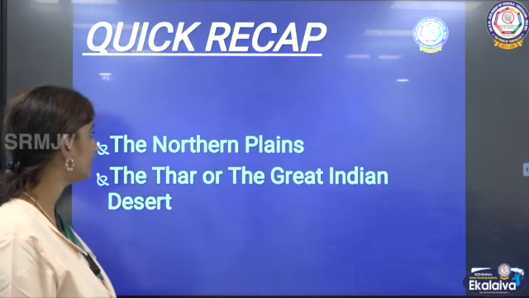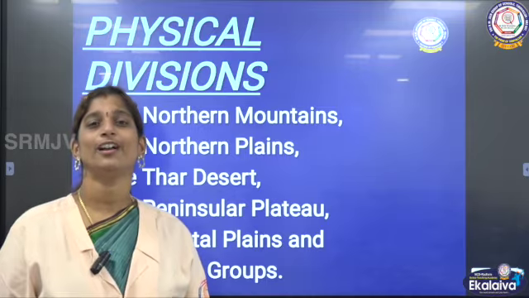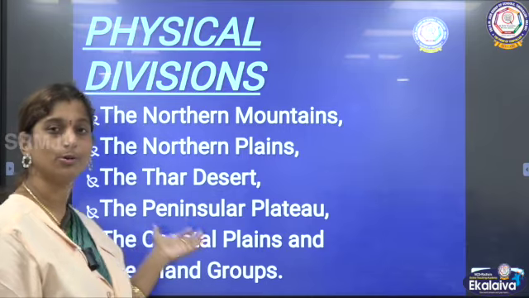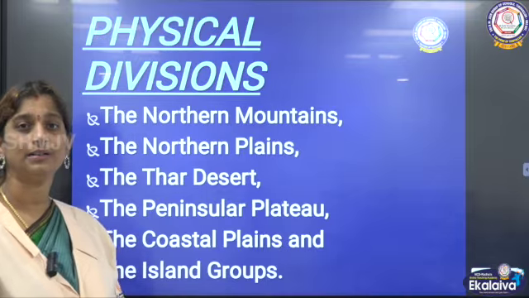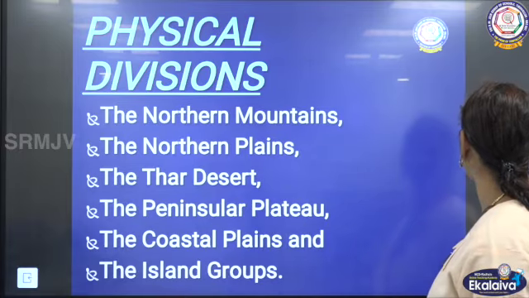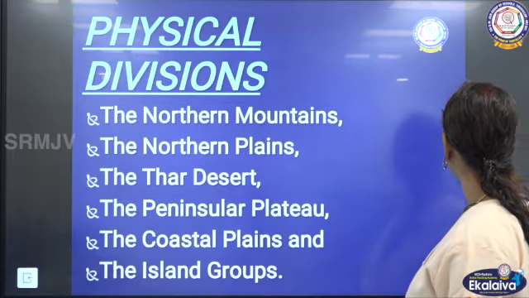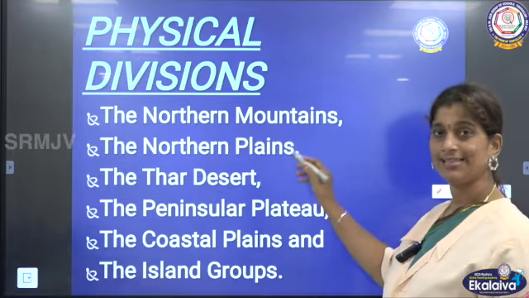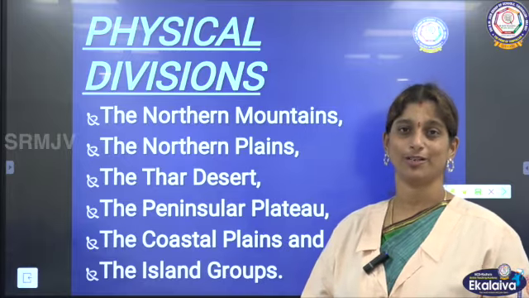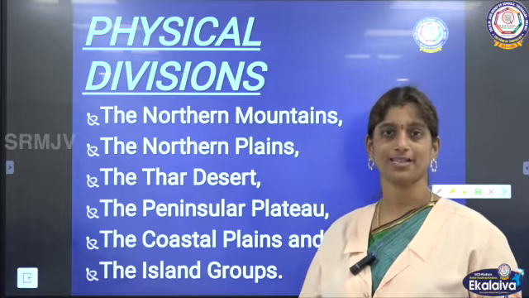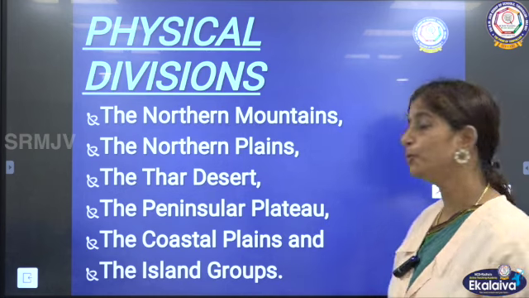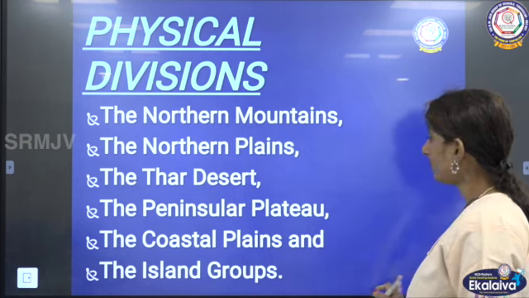So today, what are we going to see? We are going to see about the Peninsular Plateaus, the coastal plains and the island groups. We have already completed the northern mountains, the northern plains and the Thar Desert. We have completed these three. So today we are going to see the other three, right? The Peninsula Plateau, the coastal plains and the island groups of our country.